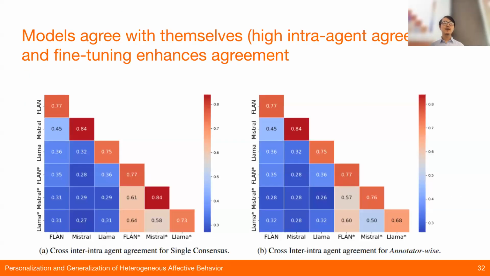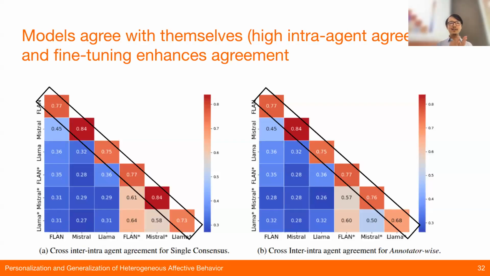Here we see the results of the intra- and inter-agent agreement. Across the diagonal, we can see the intra-agent agreement, which is the agreement of the same individual with itself. Here it is the agreement between the FLAN model and itself at different points of time. Along the diagonal, we can see they all have substantial agreement with themselves. This basically means that even if they are not that good at annotating or do not have a high human consensus level, they are stable in themselves.